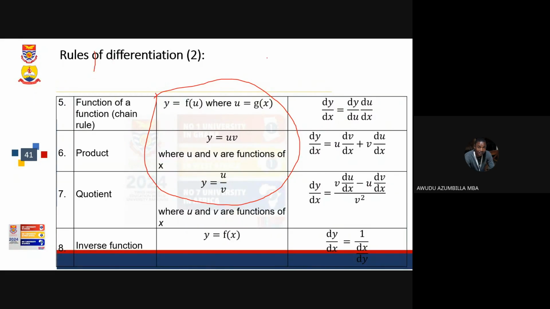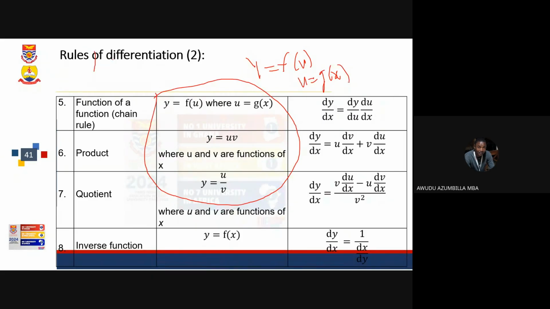Now, what is the chain rule? The chain rule is when you have a function within a function. For example, you have y equal to f of u, but u here is also a function of x, u equals g of x. You see that y is a function of u, and u is also a function of x. So it's a function within a function.